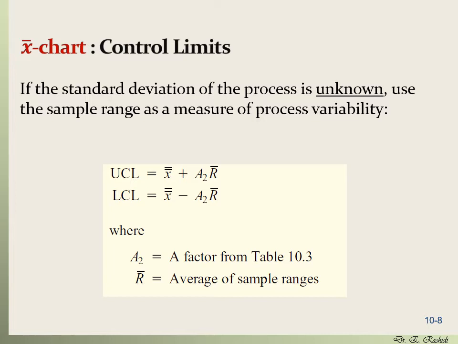If the standard deviation of the process is unknown, which is the more practical scenario, we would use the sample range as a measure of process variability, and there's going to be another formula as you see here. The upper control limit and the lower control limit are going to be computed using this formula. So the grand average is the same, X bar bar. The Z multiplied by sigma of X bar is going to be replaced by A2 multiplied by R bar. A2 here is a factor from a table that we're going to see, and R bar is the average of sample ranges. So let's see an example to see how this formula works.